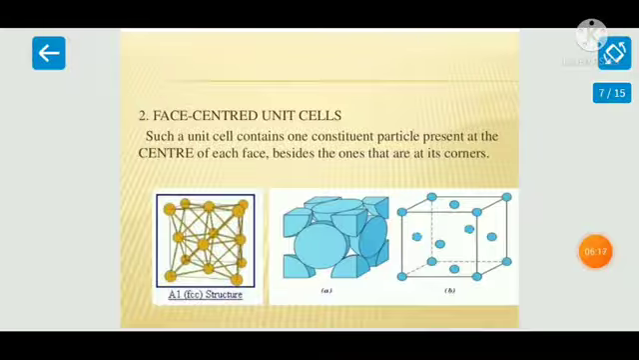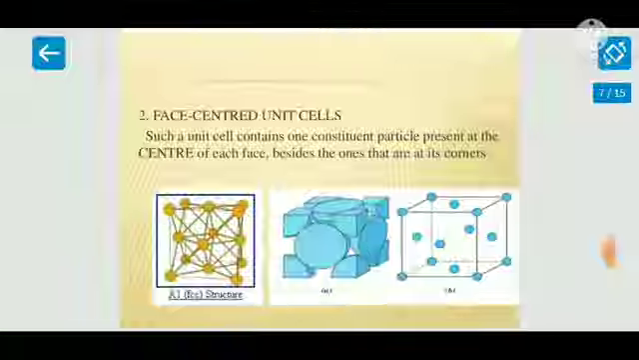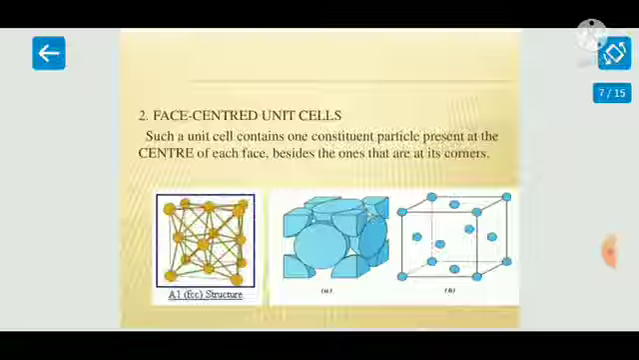Face centered unit cell. Such a unit cell contains constituent particles present at the center of each face. See this FCC structure and the different faces. How many faces are in this cube? 6 faces. Such a unit cell contains one constituent particle at the center of each face, besides the ones at the corners. This is a face centered unit cell.